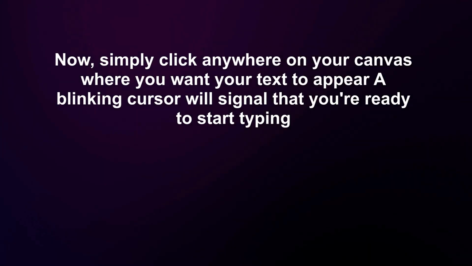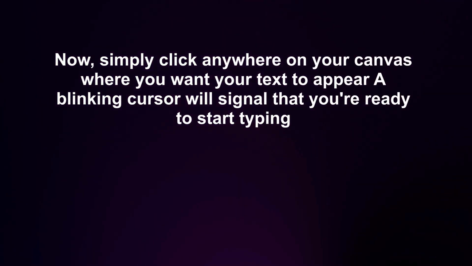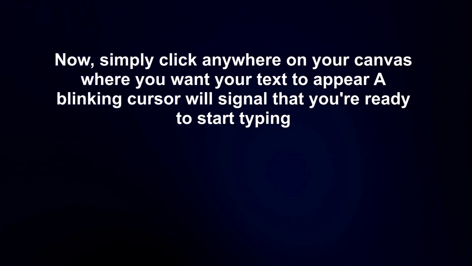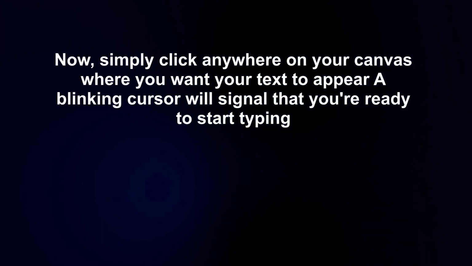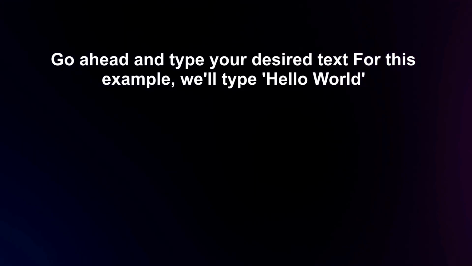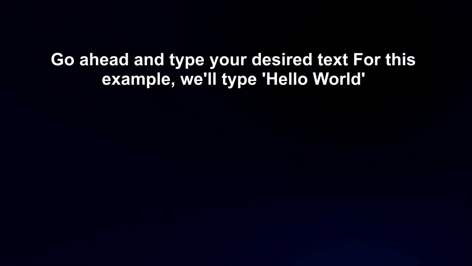Now, simply click anywhere on your canvas where you want your text to appear. A blinking cursor will signal that you're ready to start typing. Go ahead and type your desired text. For this example, we'll type "Hello World."